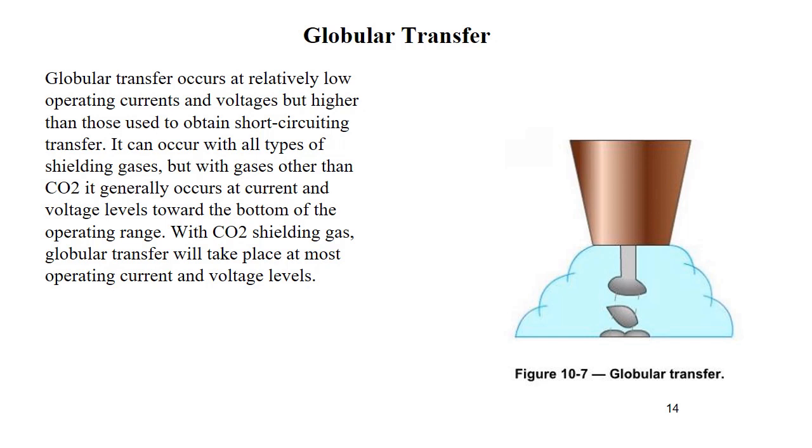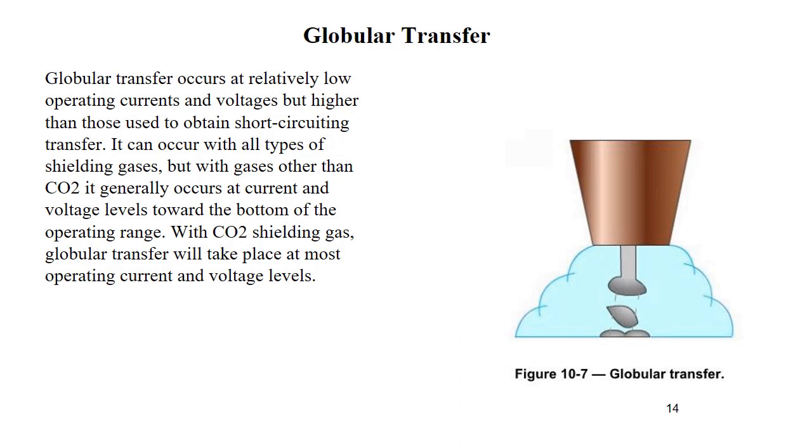Globular transfer occurs at relatively low operating currents and voltages, but higher than those used to obtain short-circuiting transfer. It can occur with all types of shielding gases, but with gases other than CO2, it generally occurs at current and voltage levels towards the bottom of the operating range. With CO2 shielding gas, globular transfer will take place at most operating currents and voltage levels.